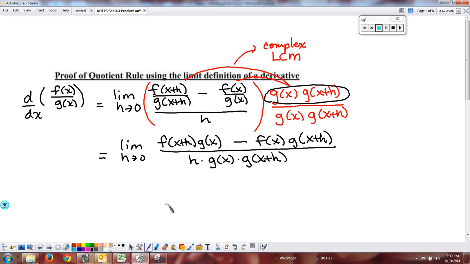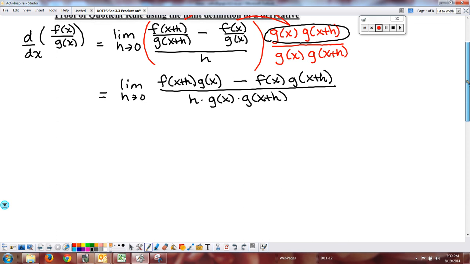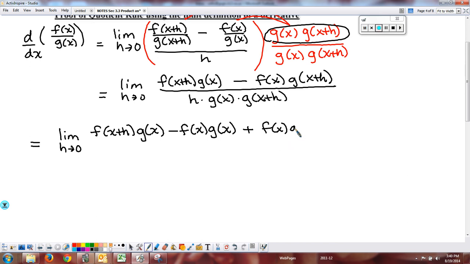Again, this is very similar to the proof that we just did for the product rule. Remember, you are only allowed to multiply by a form of 1 or add a form of 0. So we're going to do very similar to what we did in the product rule. Some really smart person came up with a nice form of 0 to add. I'm going to split this again, kind of similar to what we did. I'm going to do f of x plus h times g of x. I'm going to subtract f of x, g of x, and then I'm going to add f of x, g of x.